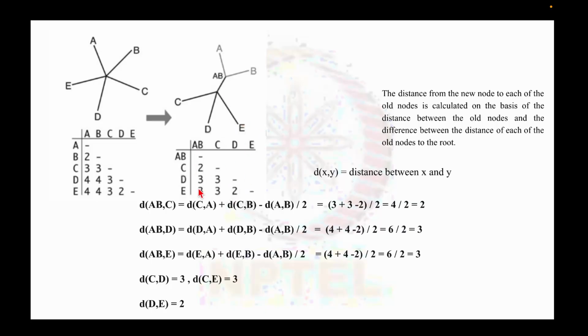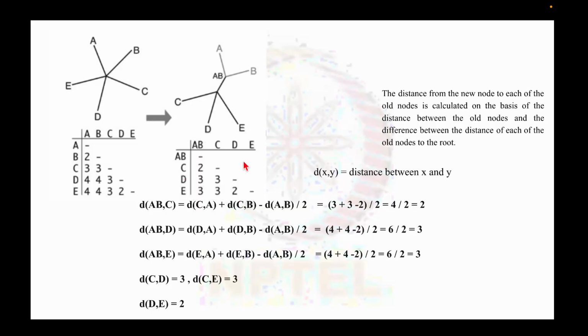The new matrix has been constructed by calculating the distance of A and B with C, A and B with D, A and B with E. This distance is calculated based on the distance of C to A, the distance of C to B and the distance of A to B. So this is the formula that is used to calculate the distance of the central node of A and B with all the other nodes, that is C, D, E.